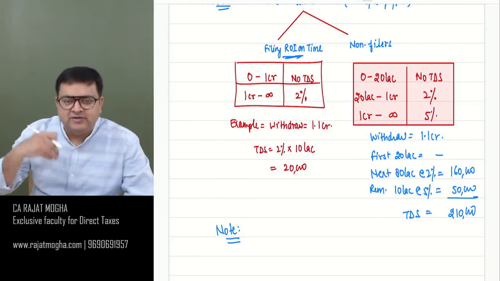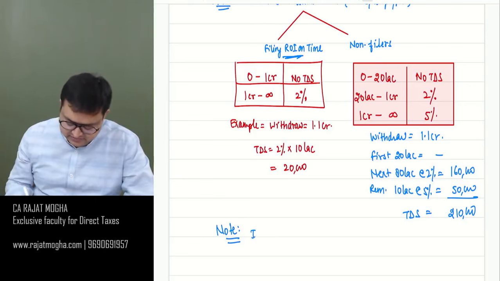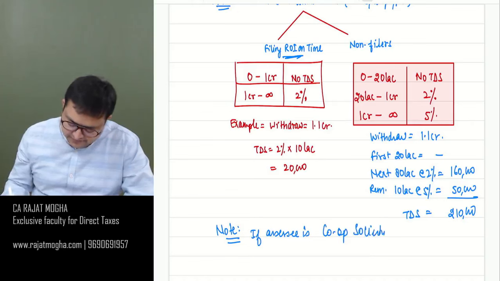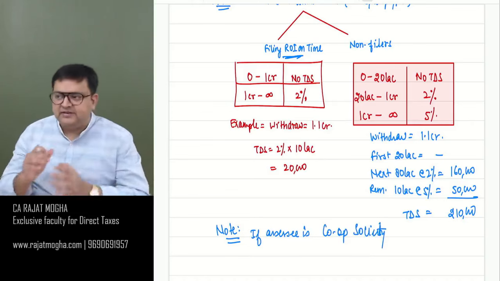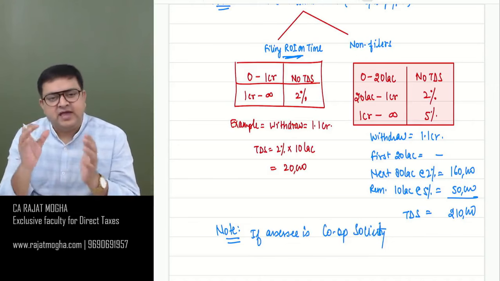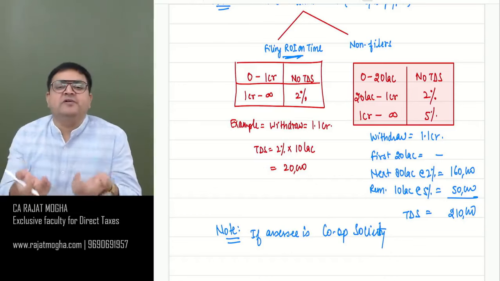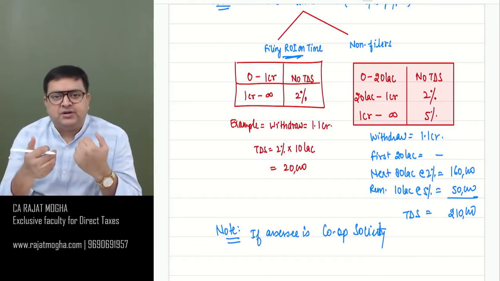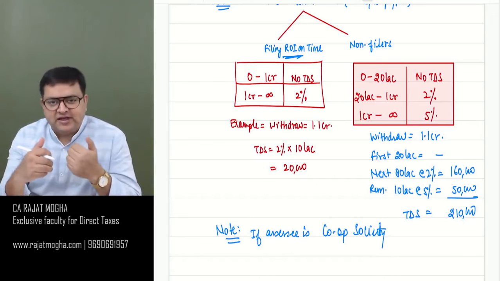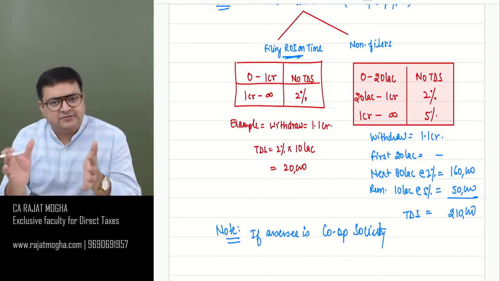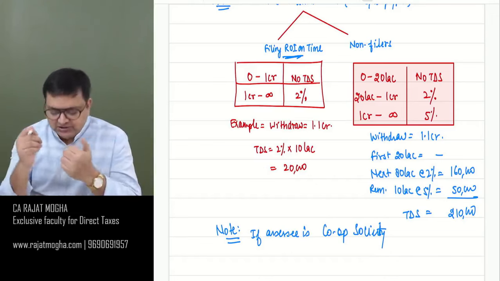If the assessee is a cooperative society, let's say there is a cooperative society, they have their bank account in SBI, right? So who is withdrawing? The cooperative society is withdrawing the cash. If the cooperative society is withdrawing the cash, they have an account in SBI, they are withdrawing the cash.